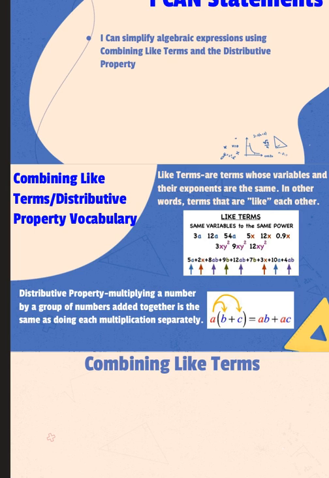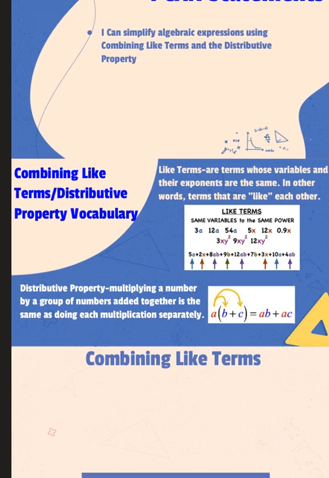The distributive property, multiplying a number by a group of numbers added together, is the same as doing each multiplication separately. So with the distributive property, if we look at the example that's there, you have A and it's being multiplied by B plus C. You multiply everything inside the parentheses by A, so therefore you get A times B plus A times C.